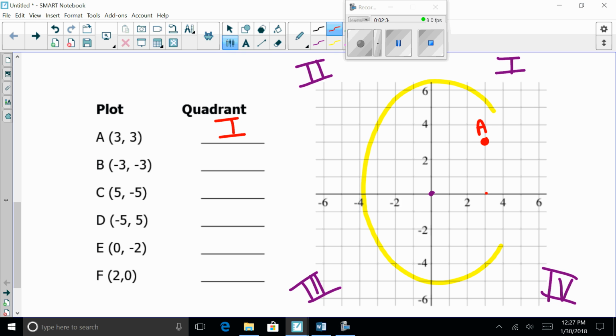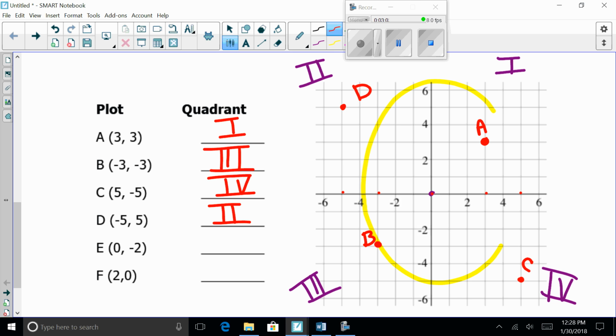Negative 3, negative 3. I'm going to go the opposite way, left 3 and then down 3. That's quadrant 3. 5, negative 5. So I'm here and then I go down to negative 5. That's going to be C. That's quadrant 4. Negative 5 and then up 5. That's D. That's quadrant 2.